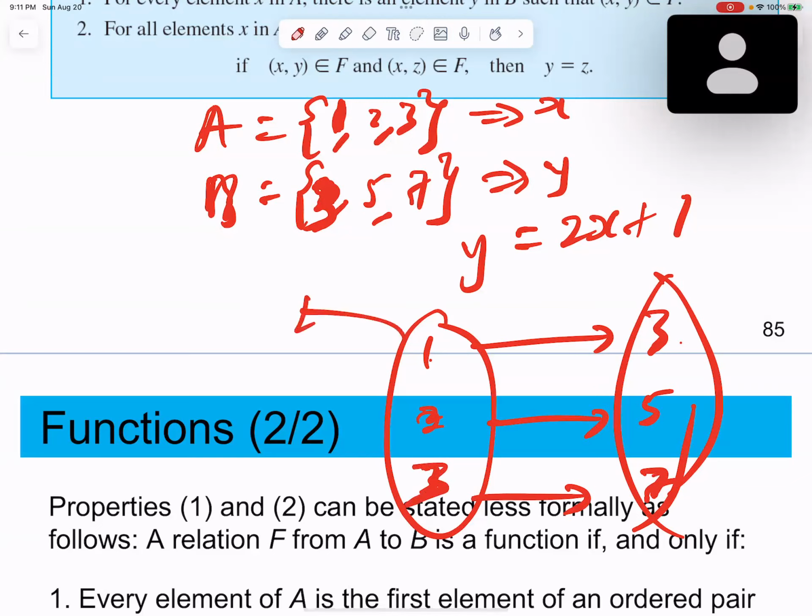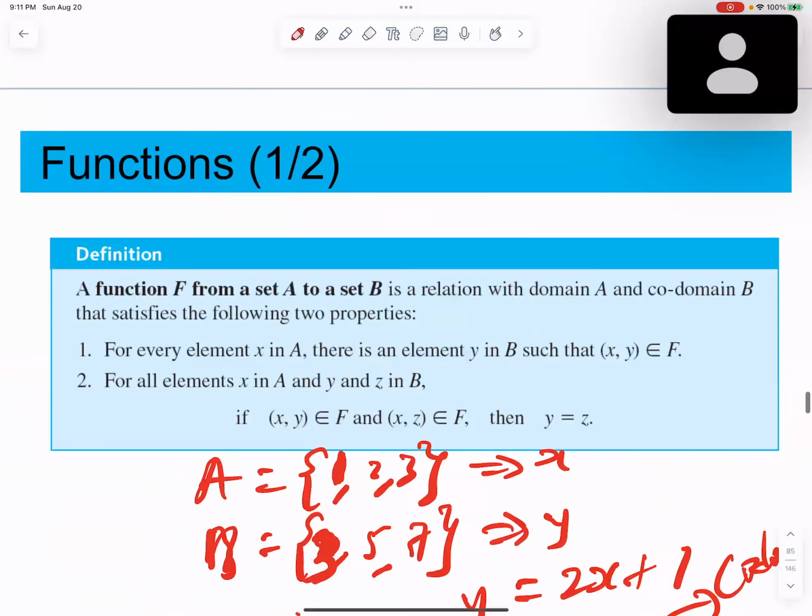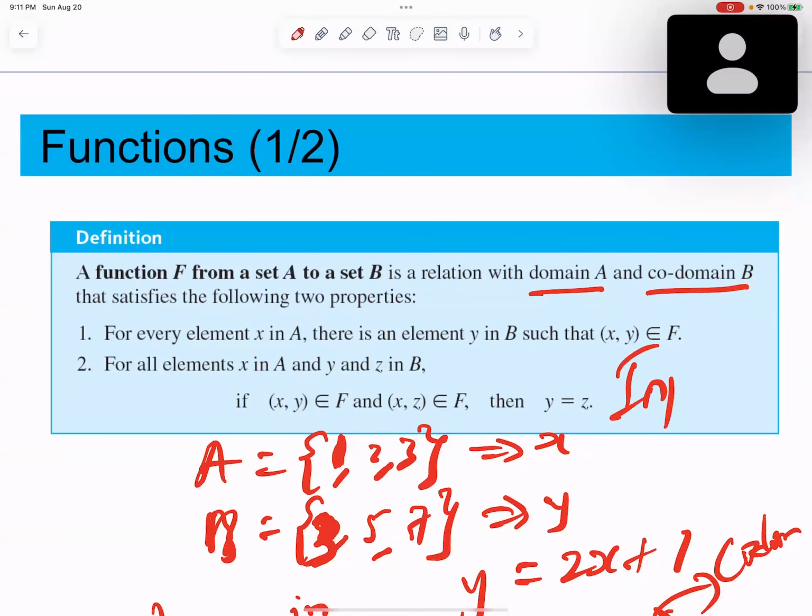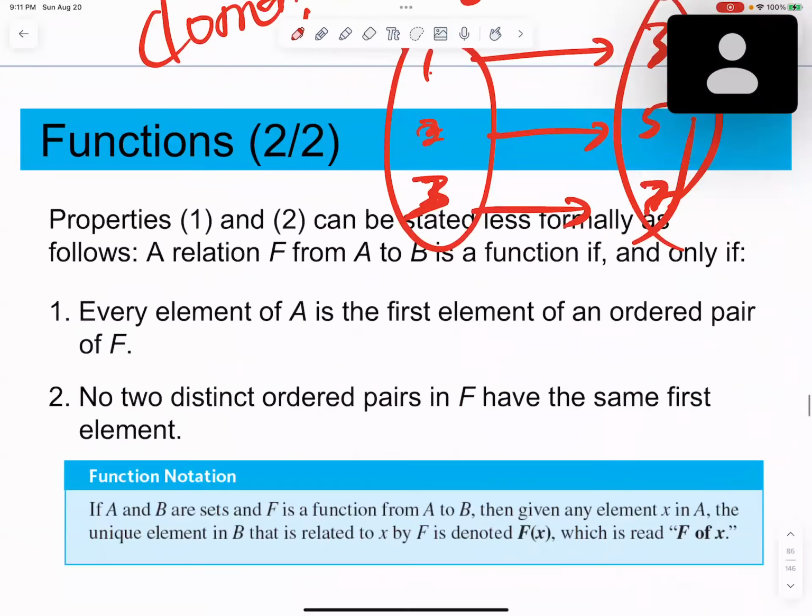So this set is called the domain. And the output here is called the codomain. So you have domain A and codomain B. Your domain is the input, and your codomain is the output. All right.